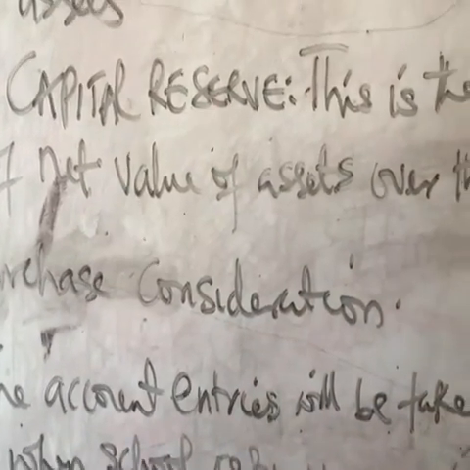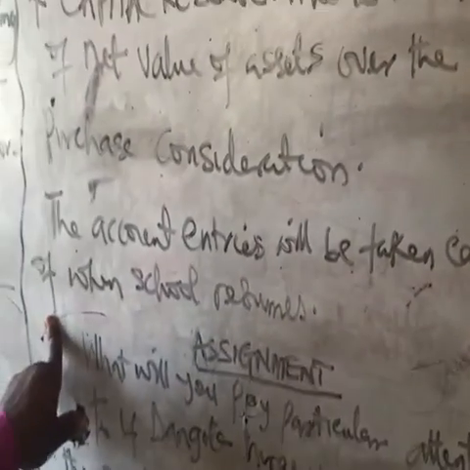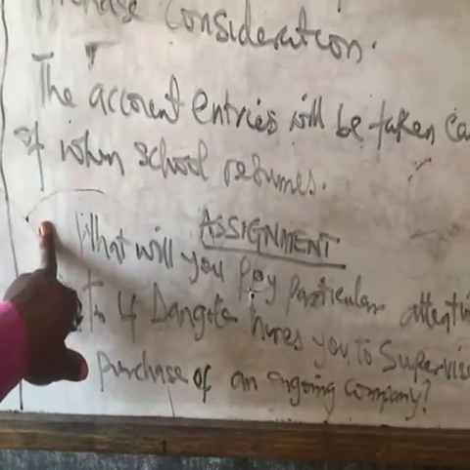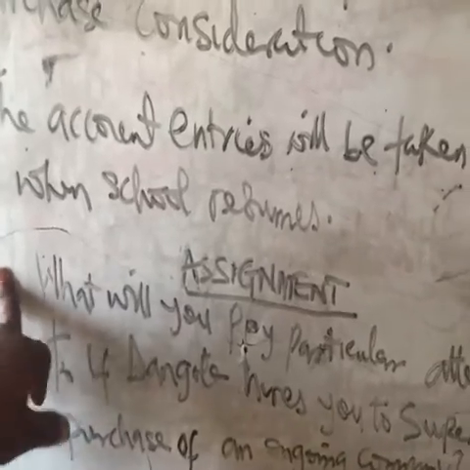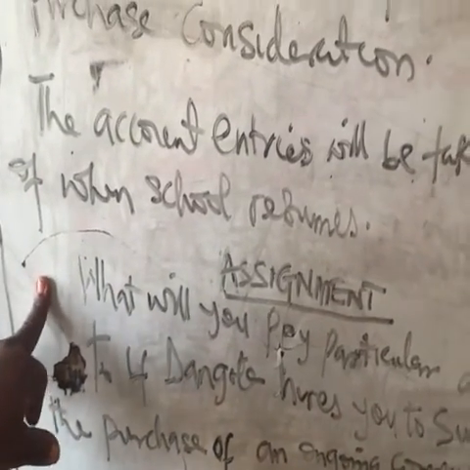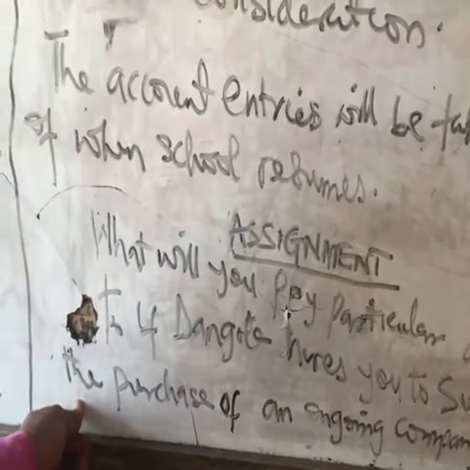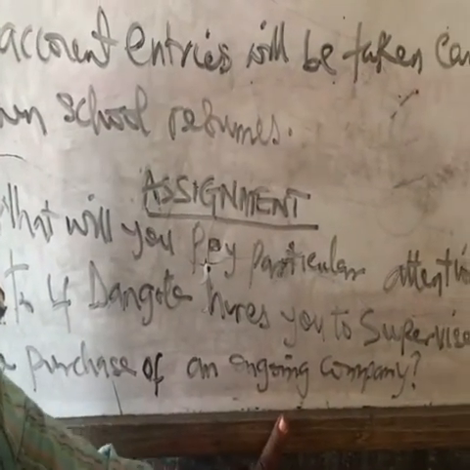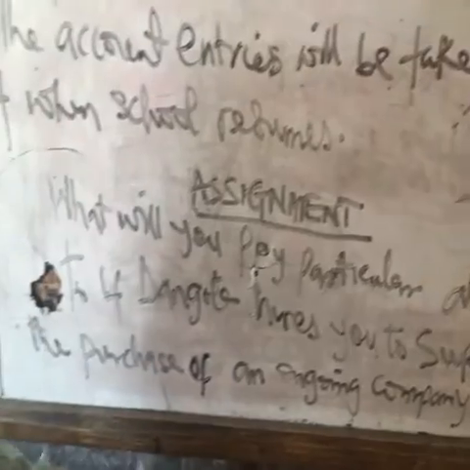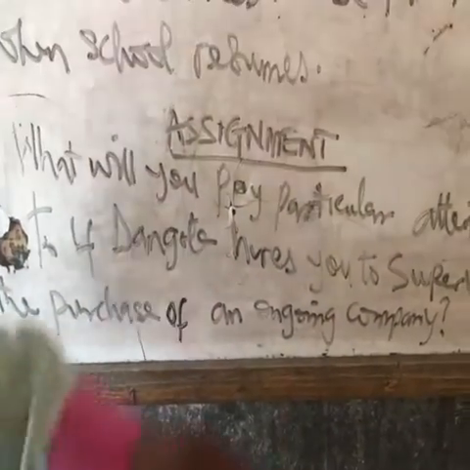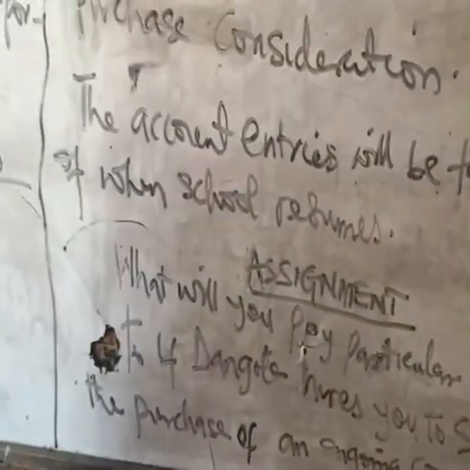Now, I have an assignment for you here, and the assignment says, what will you pay particular attention to if Dangote hires you to supervise the purchase of an ongoing company for him? So what and what are you going to put into consideration to make sure that you have a good buy?